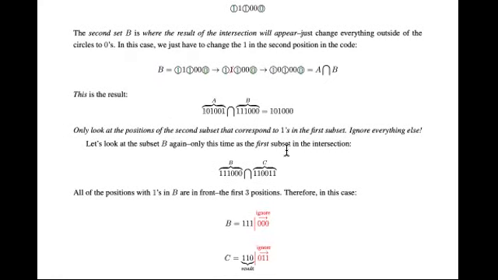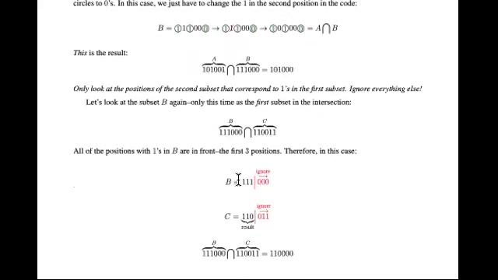Okay, here's another example. Let's look at the subset B again, only this time as the first subset in this intersection. So let's suppose we take this set B, and let's take another one, C. Now, this example is nice because you see kind of the way that it's ordered, the code is ordered, has the ones up front.